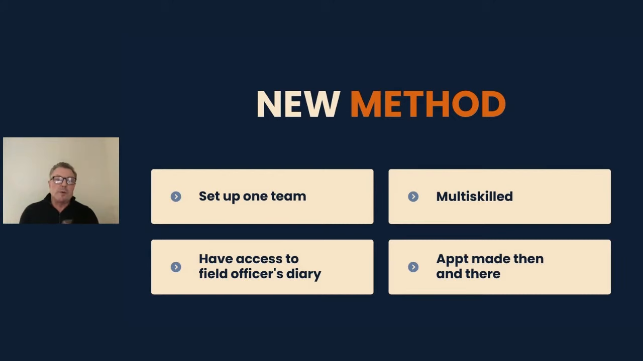So the client came up with, okay, brilliant client, amazing leaders, new method. What should we do? Well, we'll set up one team and an experiment. So the experiment is then the basis for your objectives and your key results. Run experiments. That's what it's all about. Setting up one team that can do everything. They have access to the field officer's diary, and an appointment can then be made there and then.